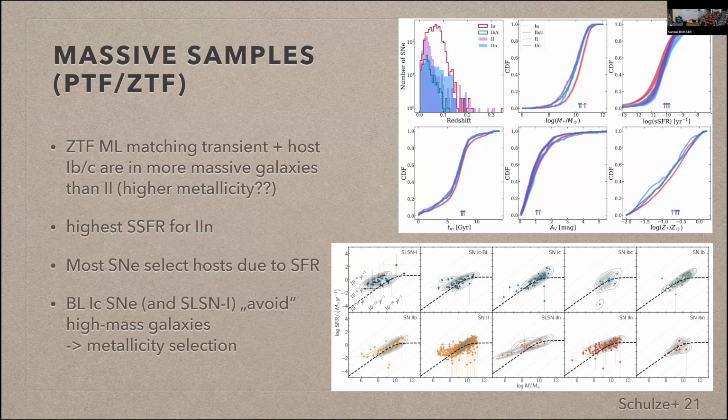So what have we seen from, of course, there's samples of core collapse supernovae that are not superluminous or GRB, which are much larger, although if you go to broadline 1Cs and 1B and 1Cs, your samples get much smaller. And it seems that even core collapse supernovae select the host due to star formation, and broadline 1Cs avoid high mass galaxies. So broadline 1Cs, which are kind of GRBs that didn't have a jet, although sometimes we don't know.